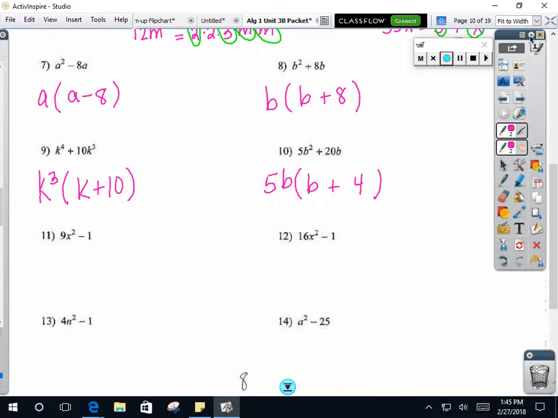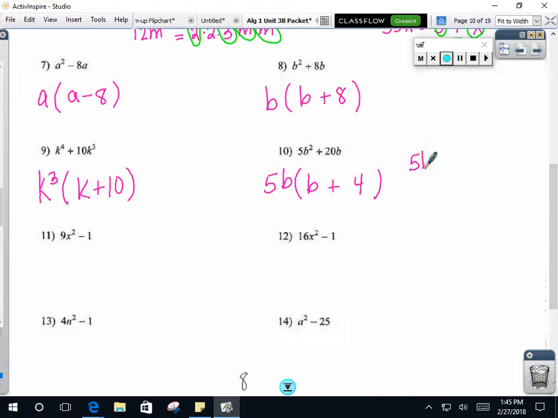Okay, well when I list out the terms 5b squared and 20b, the prime factors of 5b squared are 5 times b, and the prime factors of 20b are 5 times 2, because that's the 4, times b. So they have a 5 in common, which is right there, and a b in common, which is right there. From the 5b squared, which is first, only the b was left. And from the 20b, which was second, only 4 was left.